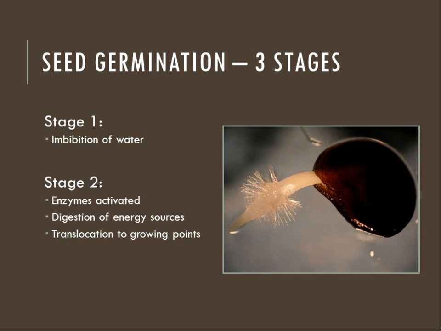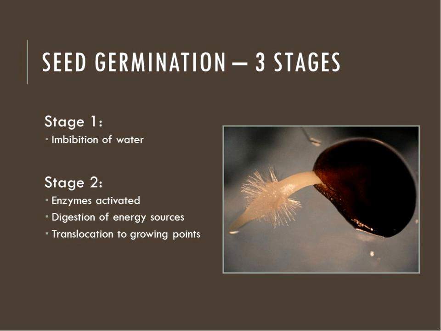So what happens basically for all seeds once you plant them for them to germinate is a three-stage process of germination. In that first stage, we have what's called imbibition of water, which just means the seed takes in water. That's the very first thing that has to happen. So no water, no germination.